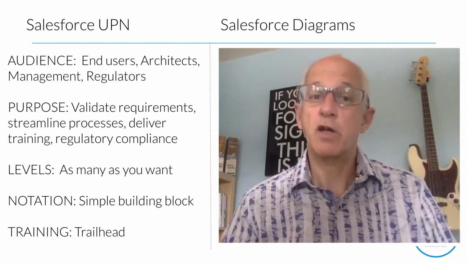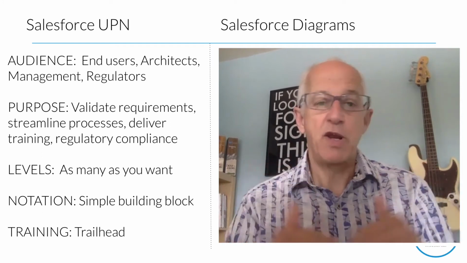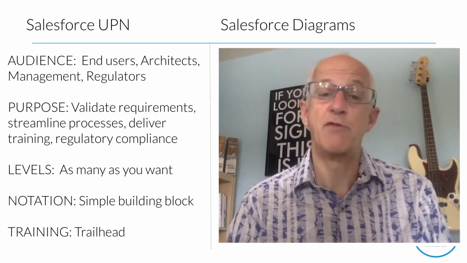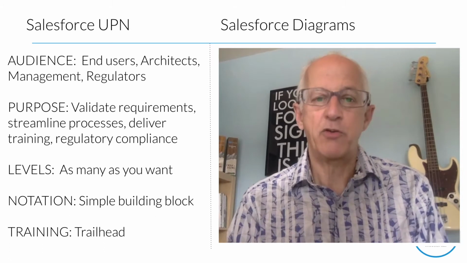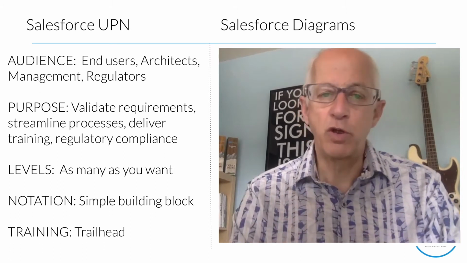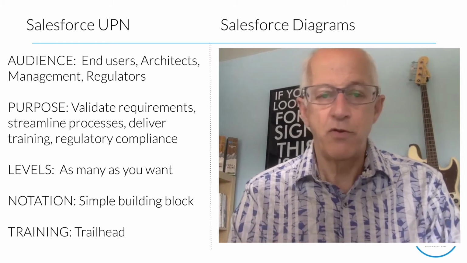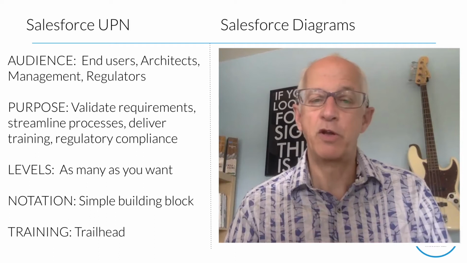It's a hierarchical approach. You can go down as many levels as you want. There's not like 3 levels, 10 levels. You go down to the level of detail you need to make sure it delivers the results. And there's a very simple building block. Because we need to engage these different audiences, we need a simple building block. There's no point having 200 different shapes where every shape has a different nuance. We want something simple that everyone can understand.